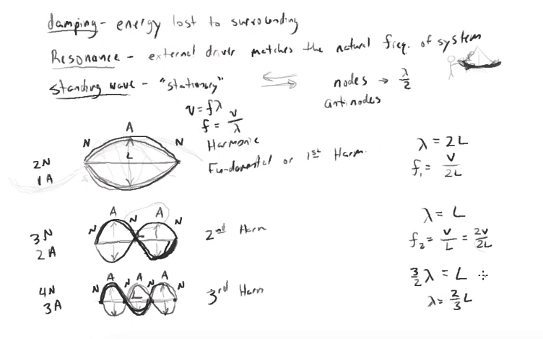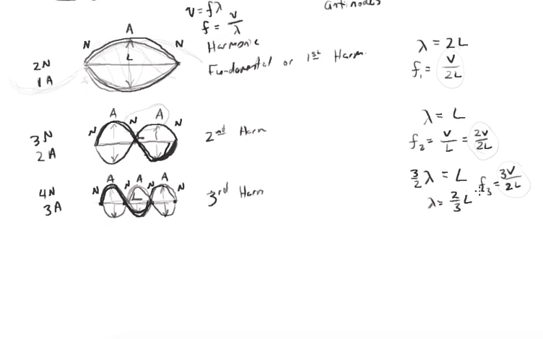And then if I look at F3, it's V over 2/3 L, right? V over 2/3 L. So I have a 2L there, but then the divided by 3 I can bring up in the numerator, and I have 3V over 2L. So if you look at this, I have 1V over 2L, 2V over 2L, 3V over 2L, and in fact, if you go ahead and do the next one for this length of string, it's going to look like this.